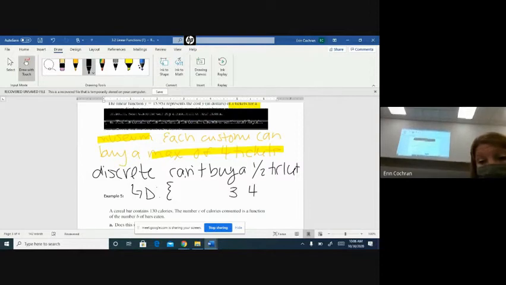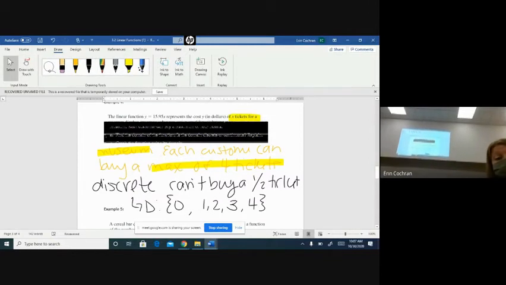3, 1, 2, and 0. So my domain could be 0, 1, 2, 3, and 4. Now, could I find my range if I really wanted to? Yes, I could. Why? Because did they give me an equation? And could I plug my X values in and find my Y values? Yeah. Okay.